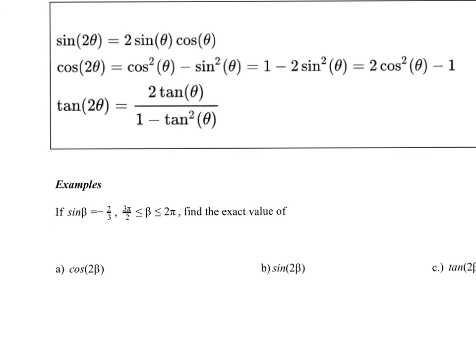Given that sine of beta equals negative 2/3 and beta is between 3 pi over 2 and 2 pi, we want to find cosine of 2 beta, sine of 2 beta, and tangent of 2 beta. So the first thing to determine is what this beta between 3 pi over 2 and 2 pi tells us. It actually tells us what quadrant we're in. And 3 pi over 2 to 2 pi is quadrant 4. So that's going to help us determine signs of ratios that we may need to find.